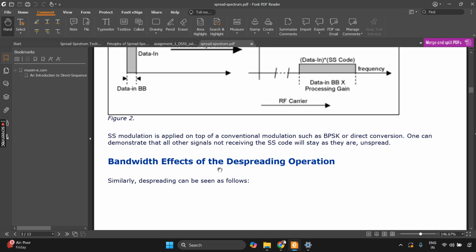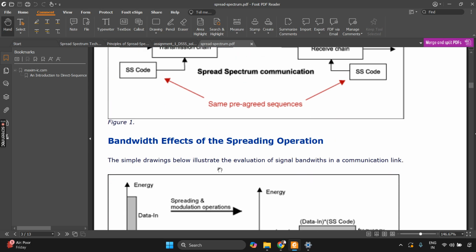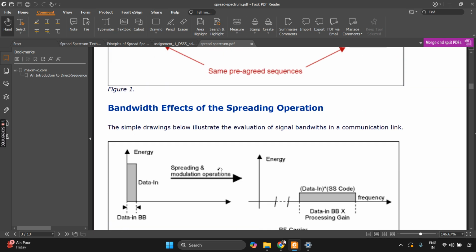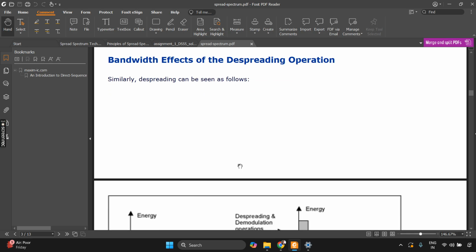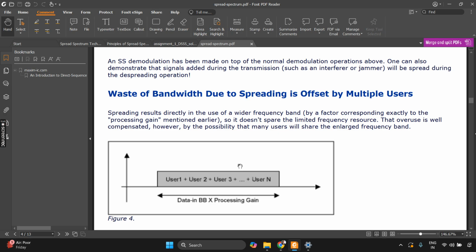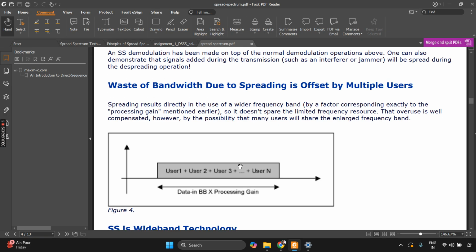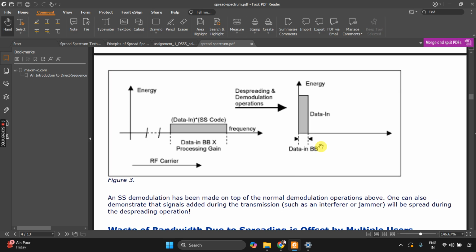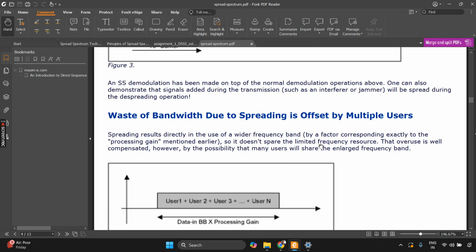The effect of the spreading operation is that bandwidth increases and spectral density decreases. Similarly, despreading can be done. Despreading will of course reduce the bandwidth and increase the energy.